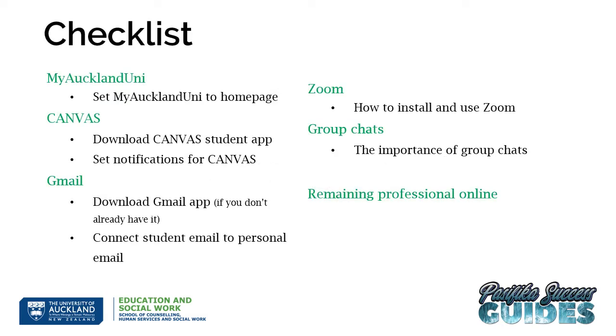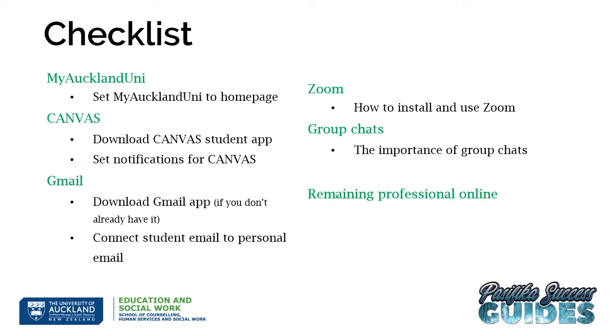Just a checklist of what we will cover. We'll start off with My Auckland Uni, which is just your starting point for links to all these other systems, or at least Canvas and your student email. We'll look at setting My Auckland Uni to your homepage. Then we'll look at Canvas, which is where all your course content is.